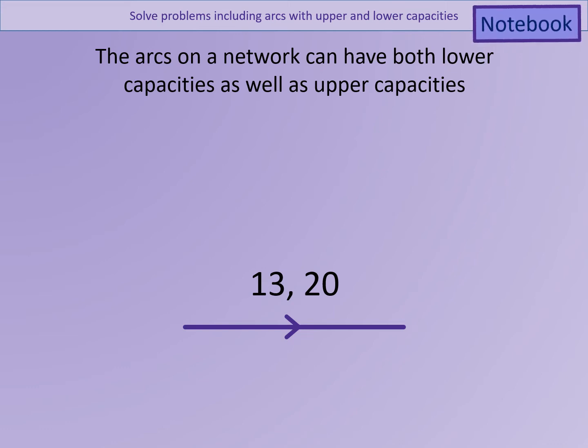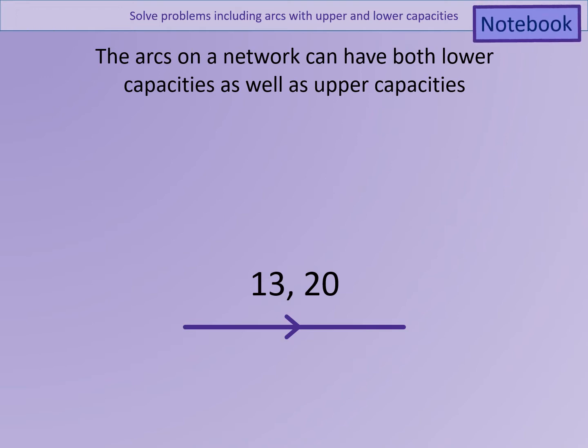A2 further maths, network flows, upper and lower capacitors. So hopefully you've just covered the flow augmentation algorithm, which is the first part of network flows for your second year. And what we're looking at now is what we call upper and lower capacitors.